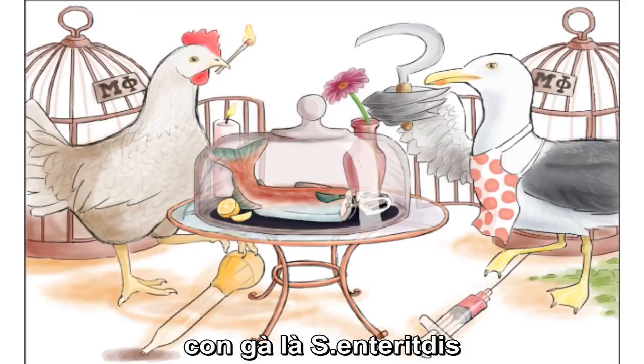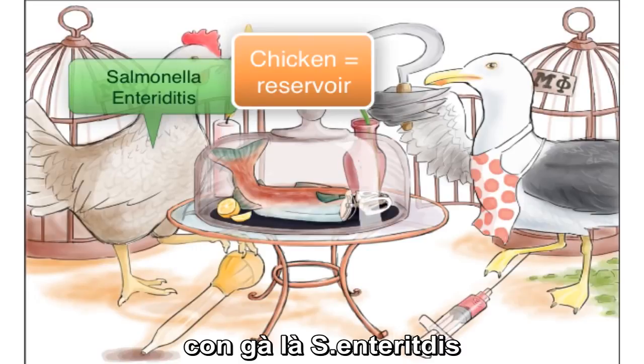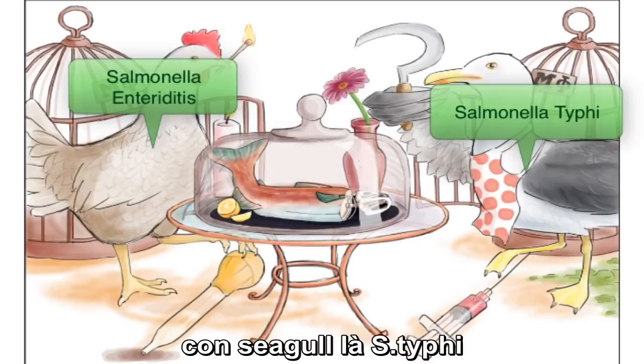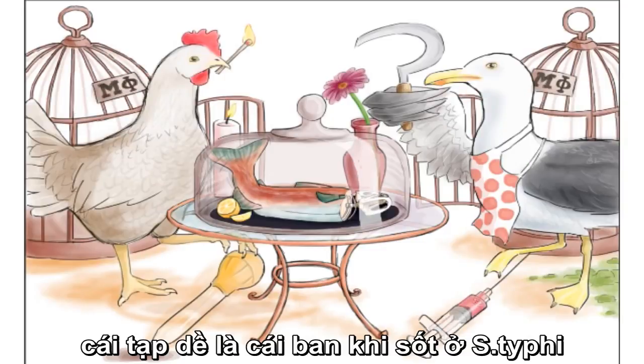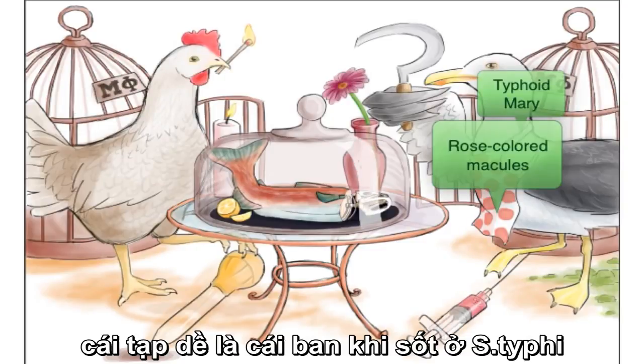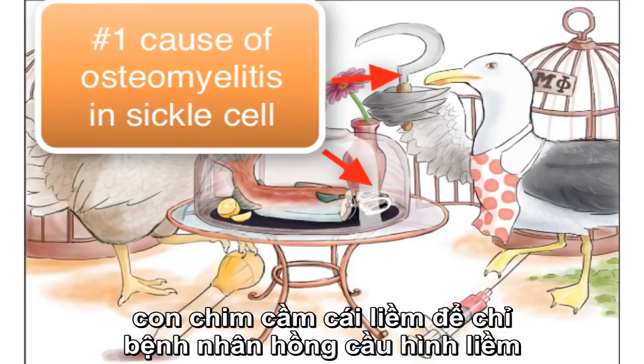On the left, the chicken will represent Salmonella enteritidis. It's also the reservoir. On the right, we have the seagull for Salmonella typhi, seagull for gallbladder, which is the reservoir. The apron serves a dual purpose. It reminds us of Typhoid Mary the chef and the rose spots seen in typhoid fever. The seagull's holding the sickle above the fish bones to remind us of osteomyelitis in sickle cell patients.